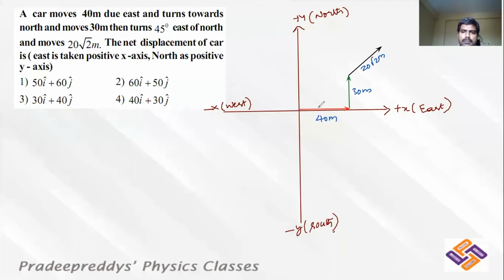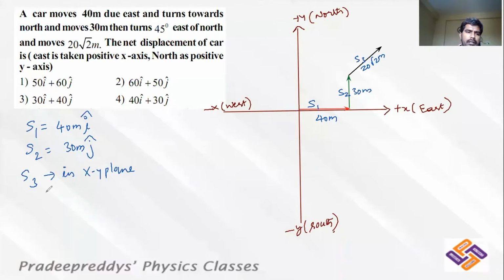Let me consider this is displacement S1, this is displacement S2, this is displacement S3. Okay. Now I will write down first what is S1. S1 is equal to 40 meter, and this is in which direction? Along east, so I will represent it with i cap. S2, this is 30 meter, in which direction? Y direction, so I will represent it with j cap. Now what about S3? S3 is in the XY plane.